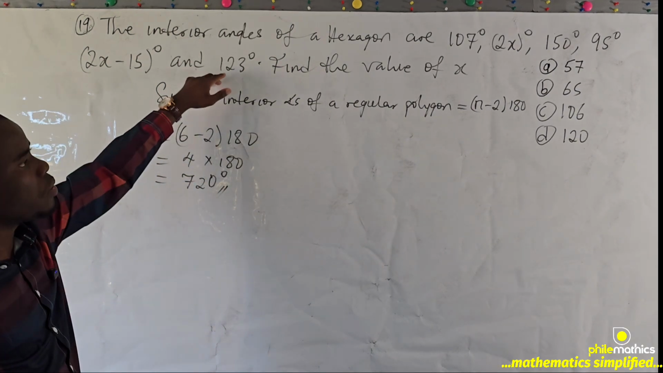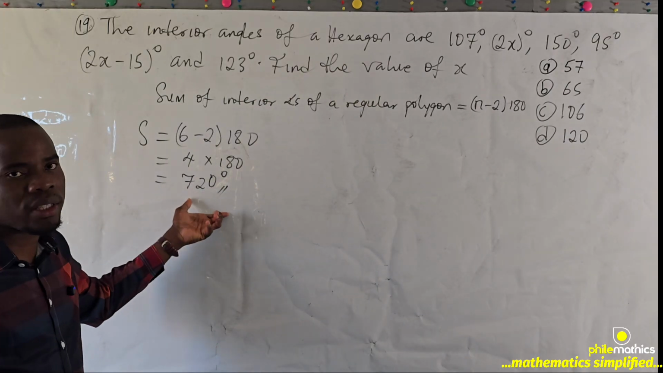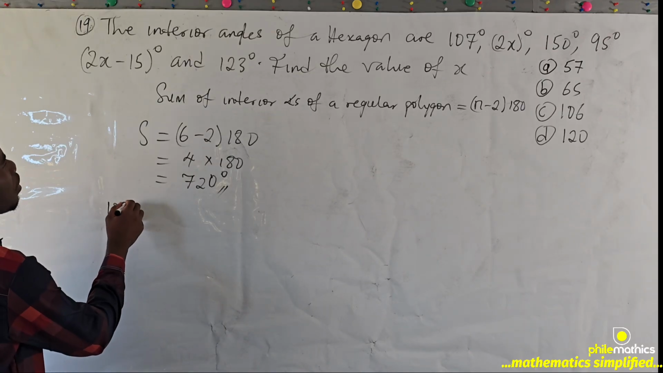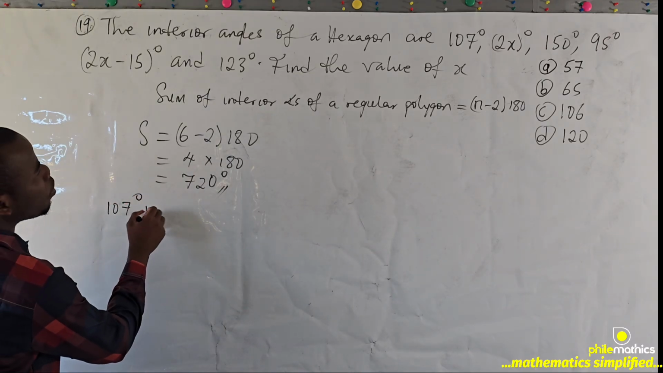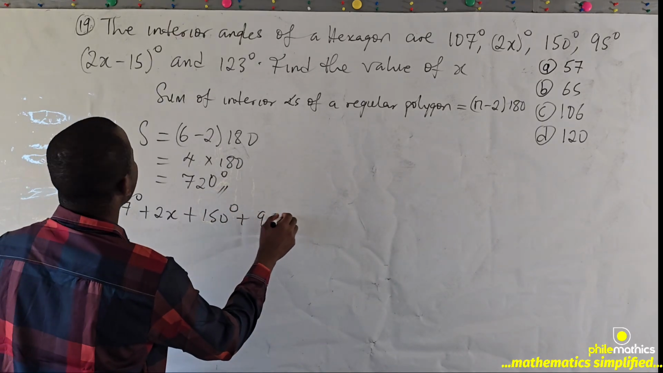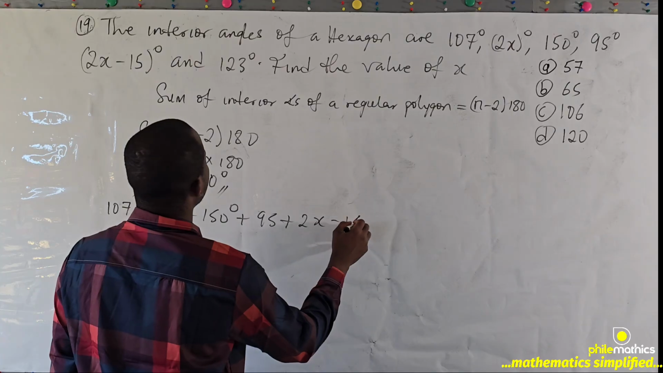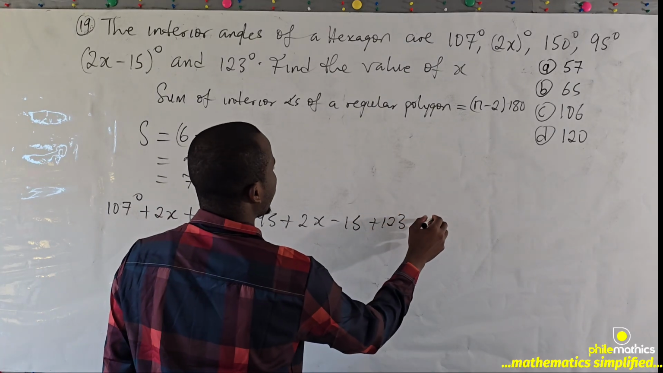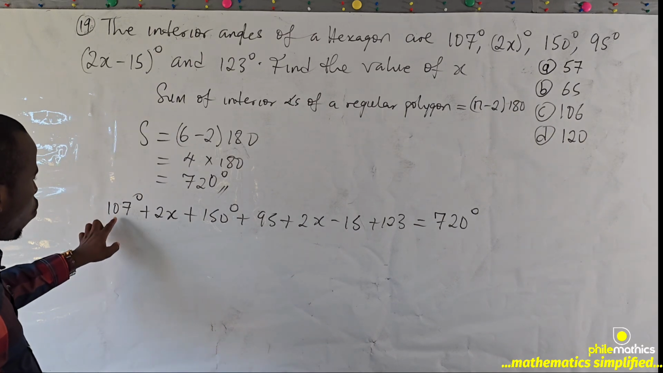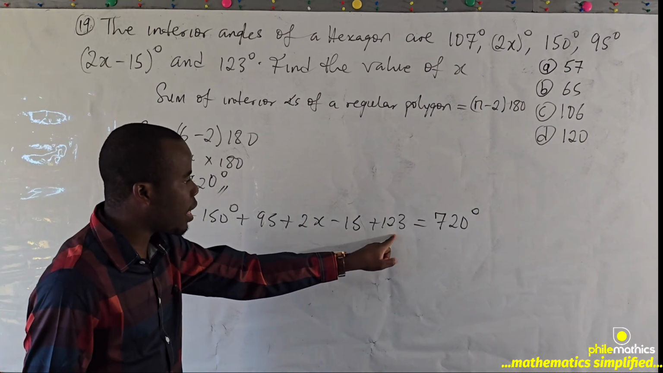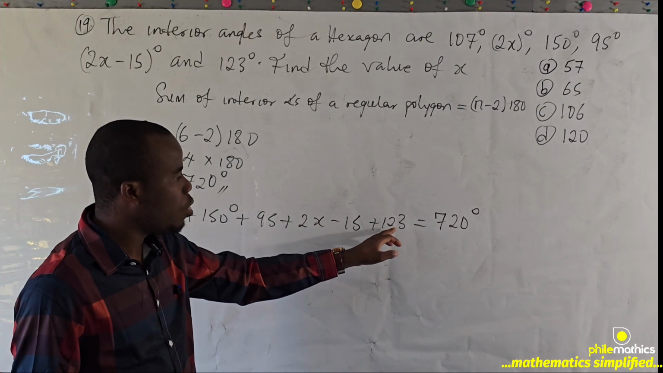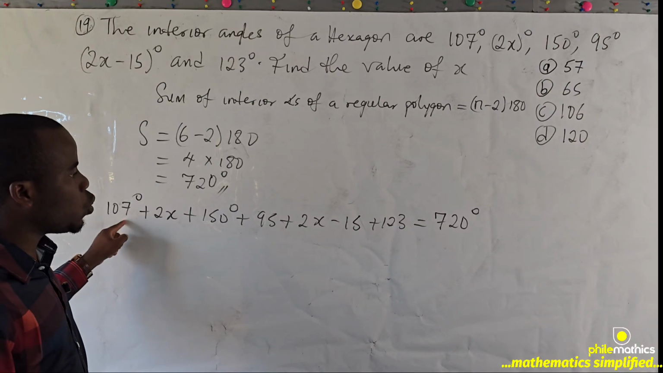Now we are asked to look for x. We simply sum this and equate to 720 and find what x is. So here we go: 107 degrees plus 2x plus 150 degrees plus 95 plus 2x minus 15 plus 123 equals 720 degrees. So let's sum. 107 plus 123 can be added easily. 100 plus 100 is 200. 23 plus 7 is 30. So 230.